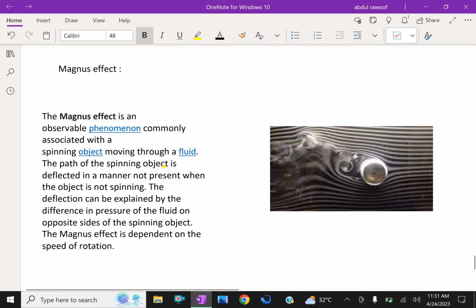Now, what is the Magnus effect? The Magnus effect is an observable phenomenon commonly associated with a spinning object moving through a fluid. The path of the spinning object is deflected in a manner not present when the object is not spinning. The deflection can be explained by the difference in pressure of the fluid on opposite sides of the spinning object. The Magnus effect is dependent on the speed of rotation.